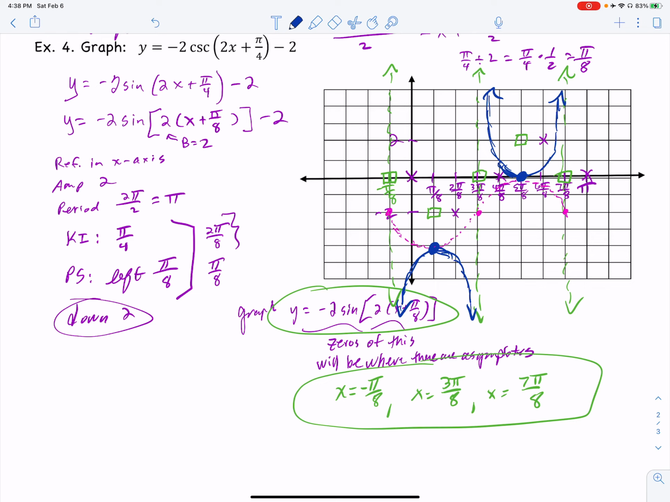Okay, so this is how you should do them. Don't pick up a Desmos or look at answers in the back of the book until after you've tried it all and worked it out. And there is a graph of cosecant.